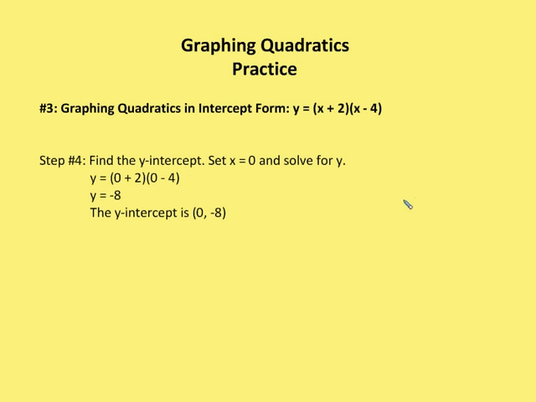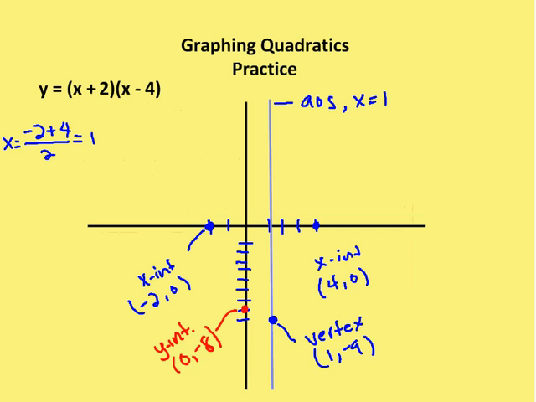So remember, and sometimes this is counterintuitive, when x is equal to 0, I'm right along the y-axis. So I set x equal to 0, I solve for y. Now y is equal to 0 plus 2 times 0 minus 4, and I get y is equal to negative 8. So my y-intercept is going to be 0, negative 8. I'm going to go ahead and plot that. I have 0, negative 8 as my y-intercept, as you can see.